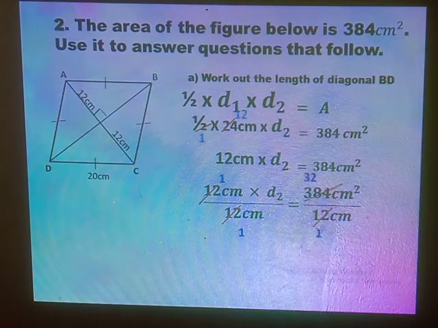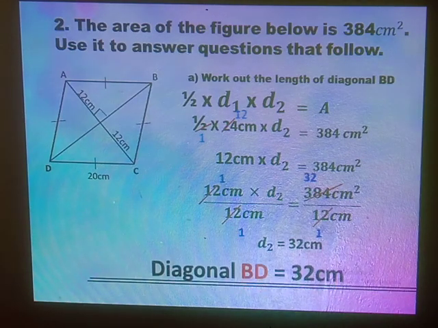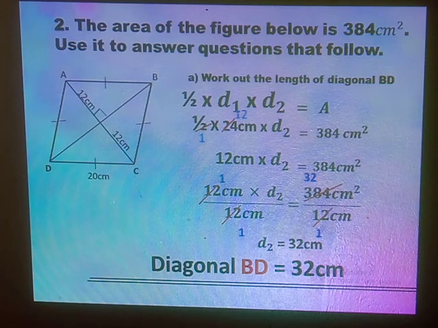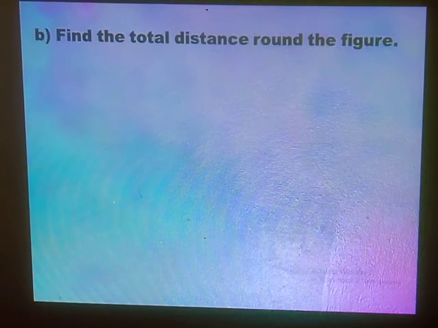So we can see our steps going through again, and we're able to see what we are having there. Now, diagonal BD, which our question was asking, is equal to 32 centimeters. I believe you've been able to follow that. Now, if we have part A, we seem to be having part B as well. Let's proceed and look at part B of question 2.